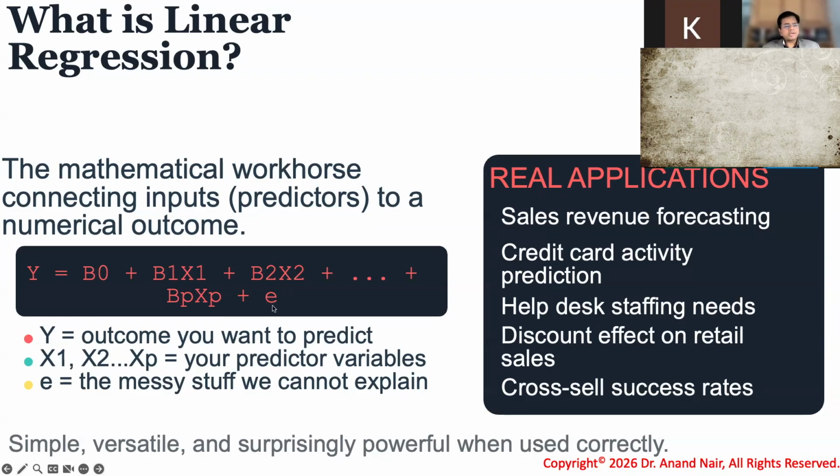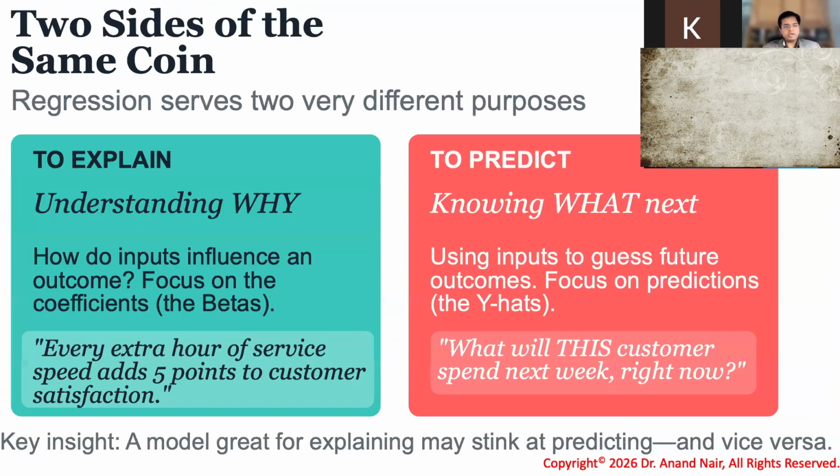And then there's the error term here, E, which is things that we cannot explain. So it's a simple model, versatile enough for different contexts. So we'll be using this as our starting point and then build on this with different models.